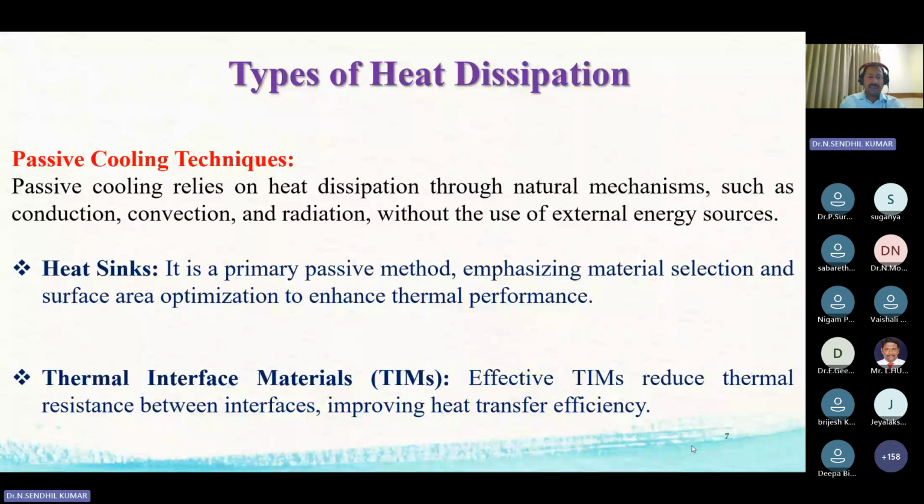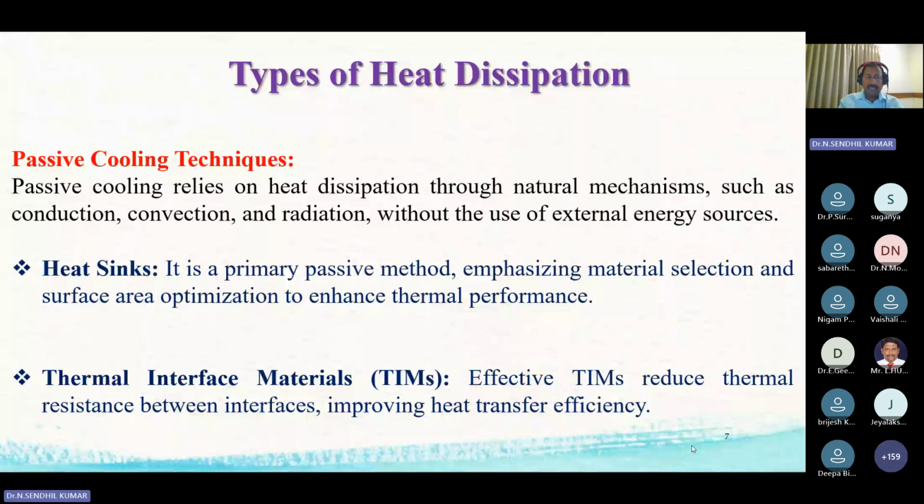Another technique in passive cooling is thermal interface materials. Thermal interface material means some low resistance material will be provided to improve the heat transfer. Normally the resistance will be more, and that's why heat transfer is not effective. We have to remove that barrier, so thermal interface materials, TIM, will be introduced to reduce the thermal resistance between the heat source and the medium it transfers to, so that it will effectively transfer the heat and the heat transfer efficiency will be more. That is the passive cooling.